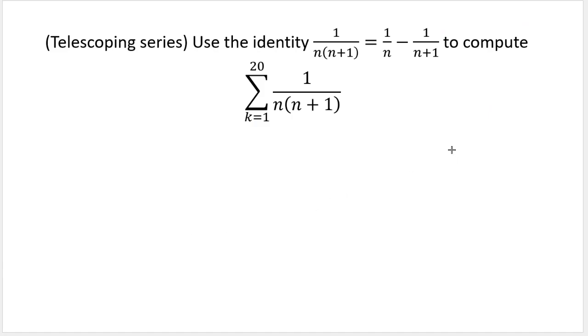Here's the last question. Use the identity 1 over n times n plus 1 equals 1 over n minus 1 over n plus 1 to compute this. And imagine how hard it would be to recognize this sum if you actually wrote it this way. So if somebody told you, what is 1 over 1 times 2 plus 1 over 2 times 3 plus 1 over 3 times 4 all the way up till 1 over 20 times 21, then you wouldn't want to do it, right? It's just simply too much, right?